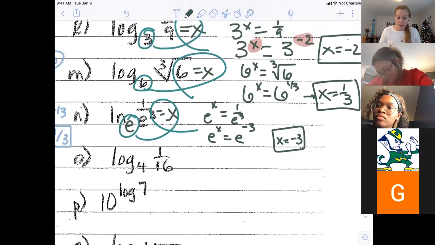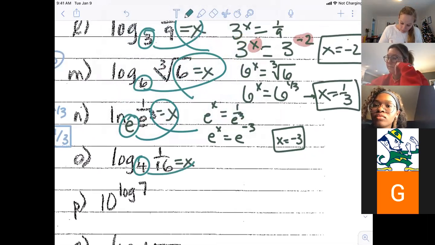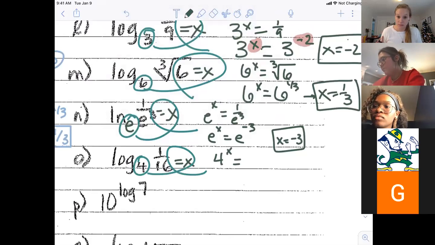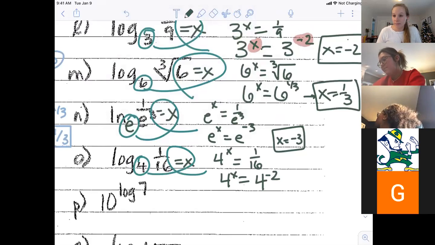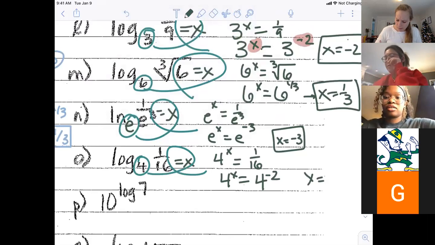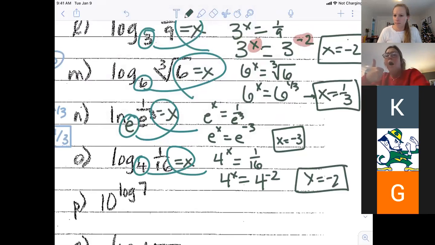We're going to do the same thing on the next one. This one's just base 4, which is a little bit more familiar to us, but that's okay. 4 to the x equals 1 over 16. Sorry, 4 to the x, that was my bad. 1 over 16 is the same thing as 4 to the negative second. Are we all okay with that, or am I speeding too fast through that? Just let me know, okay. That means x is negative 2 because 4 to the x is the same thing as 4 to the negative 2.